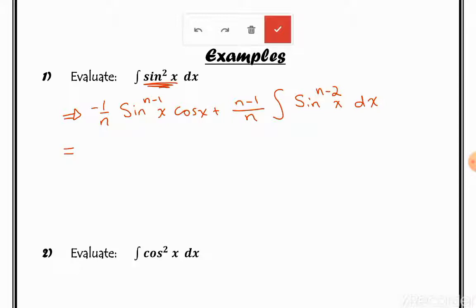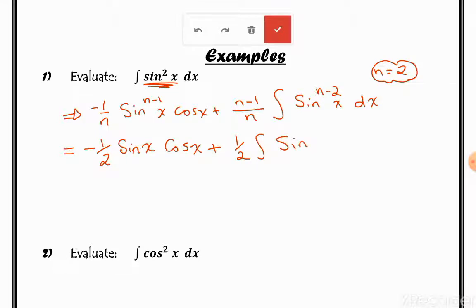Sine squared x. So the answer will be negative 1 over 2, since n is 2. Negative 1 over 2 sine x only, because 2 minus 1 is 1. It will be sine x cosine x plus 2 minus 1 is 1 over 2, again 1/2, the integral of sine to the power of 2 minus 2, which is 0, of x dx.